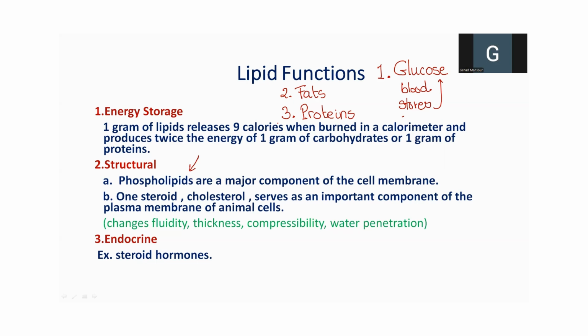It is that we have the phospholipids that are derivatives of lipids that consist of a phosphate head and 2 hydrophobic lipid tails, and that form the phospholipid bilayer of the cell membrane. On the other hand, another lipid, which is cholesterol, which is a steroid, serves as an important component of the plasma membrane of the animal cells.